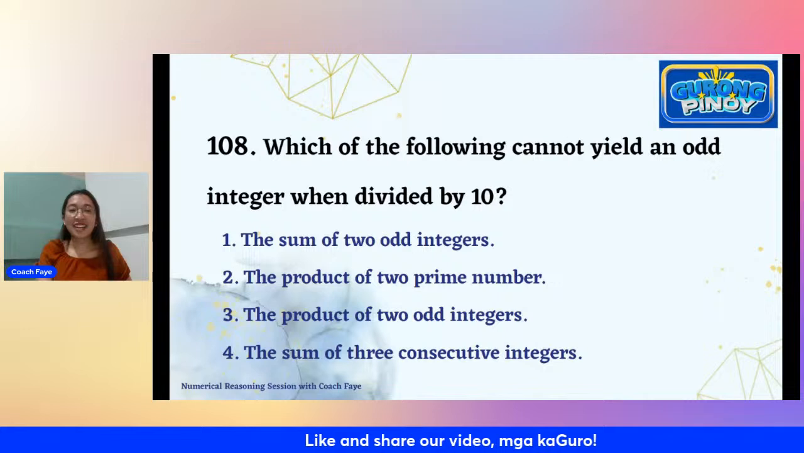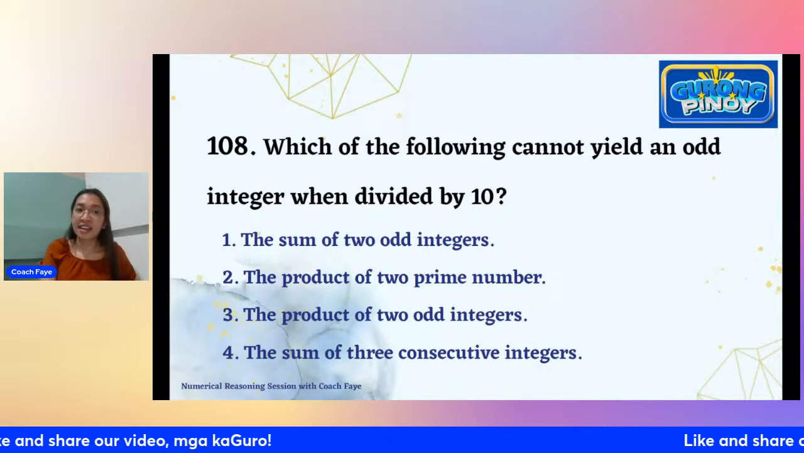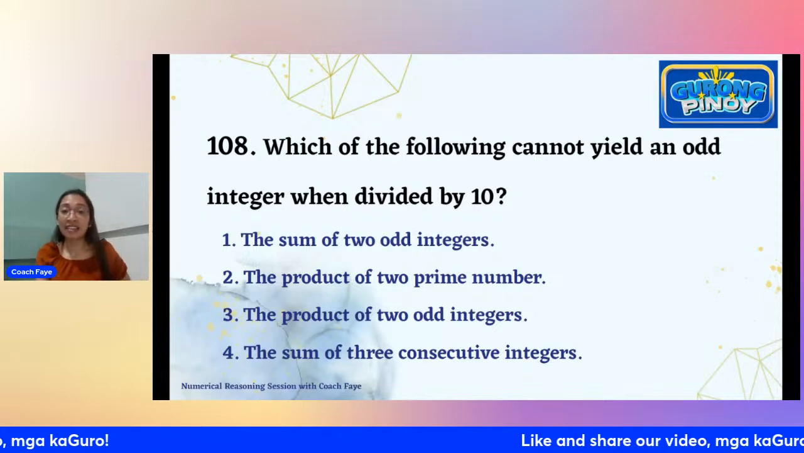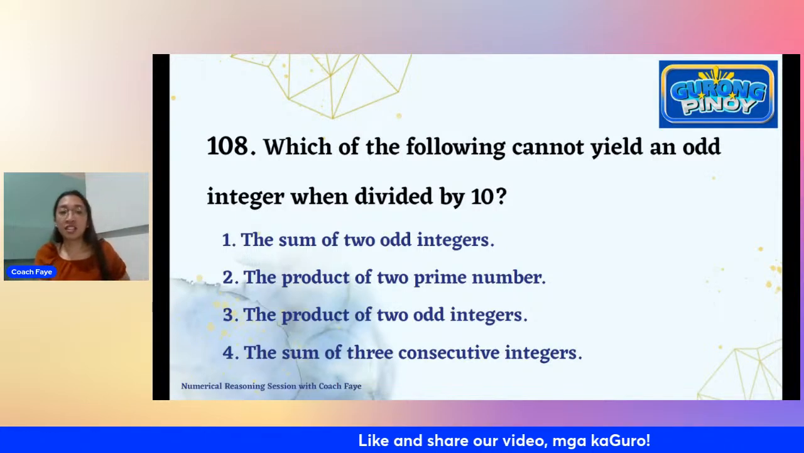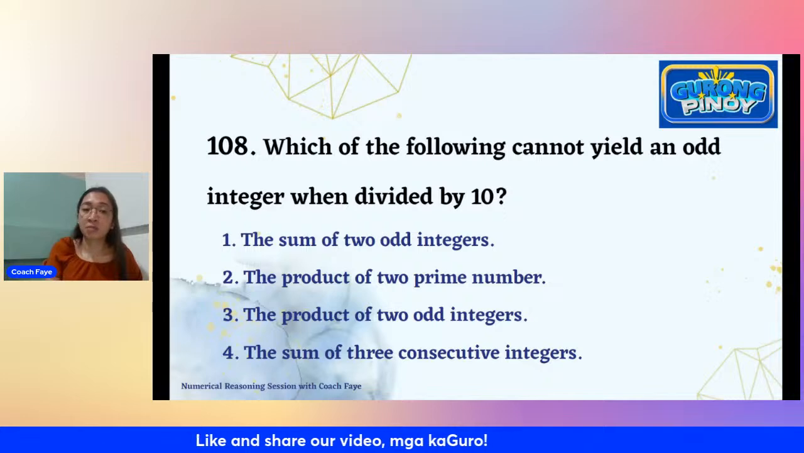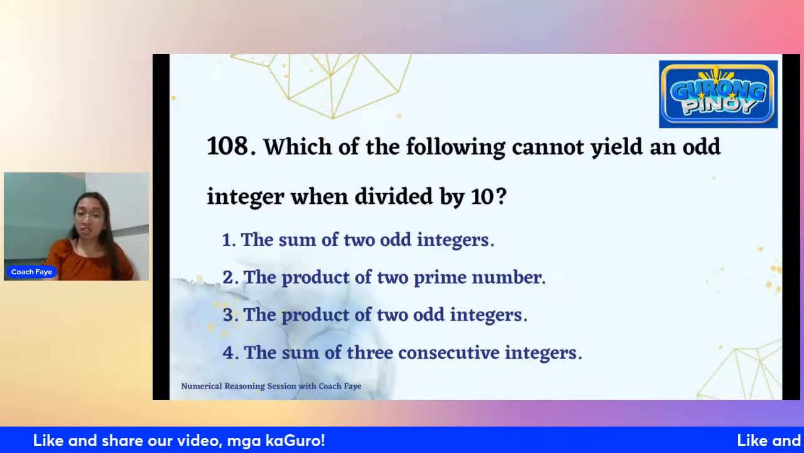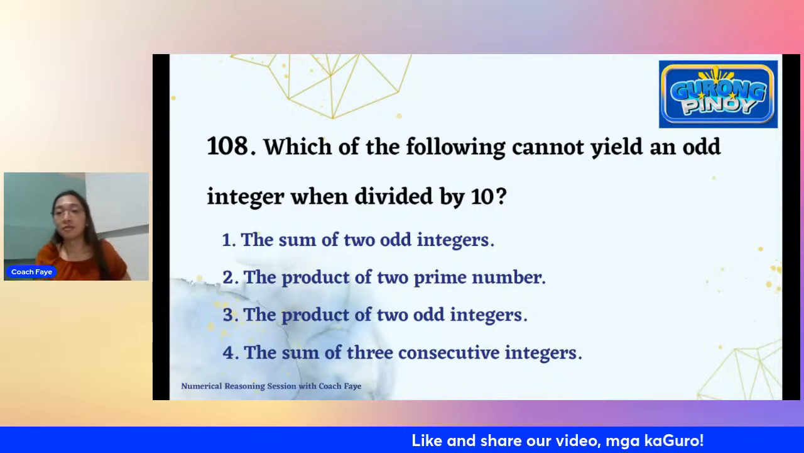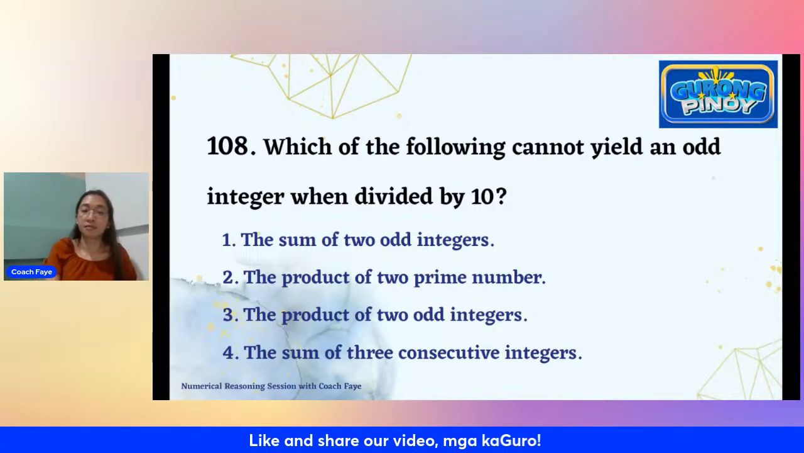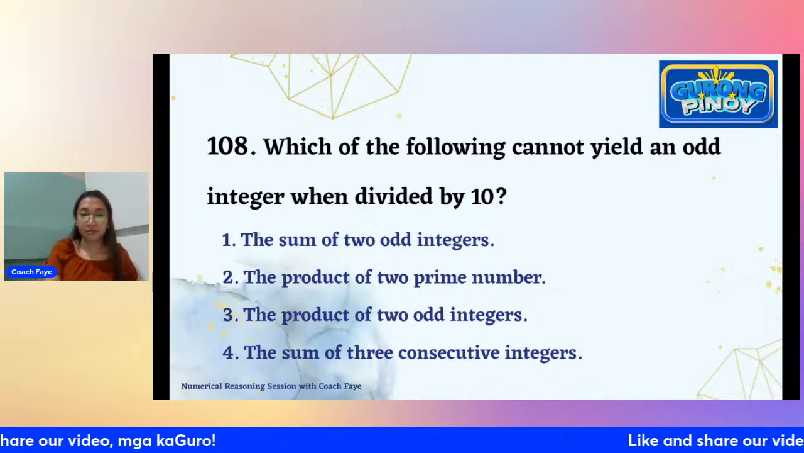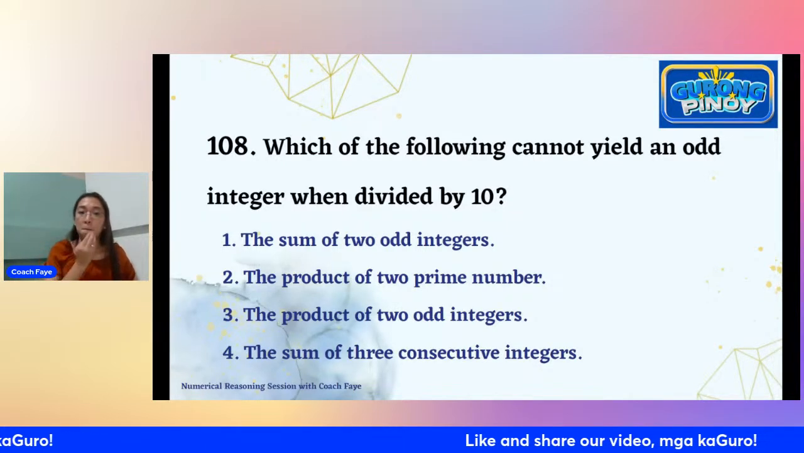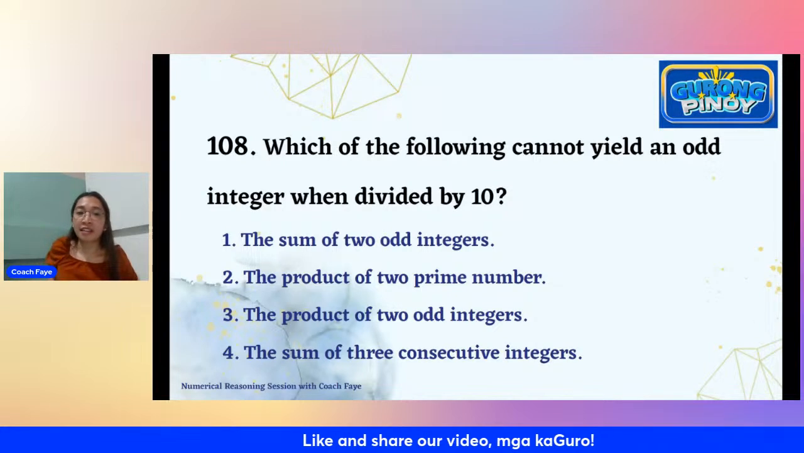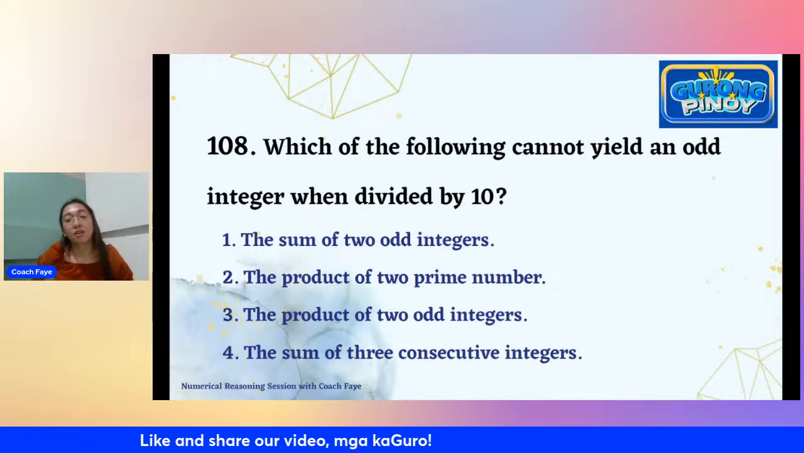Now, let's take a look at item number 108. Which of the following cannot yield an odd integer when divided by 10? Is it the sum of two odd integers, the product of two prime numbers, the product of two odd integers, or the sum of three consecutive integers? What would be your answer for 108?